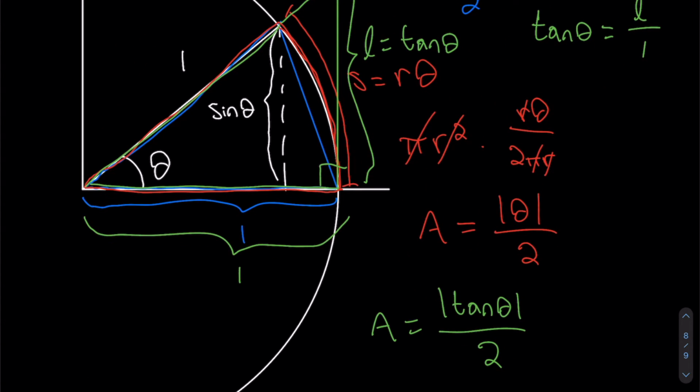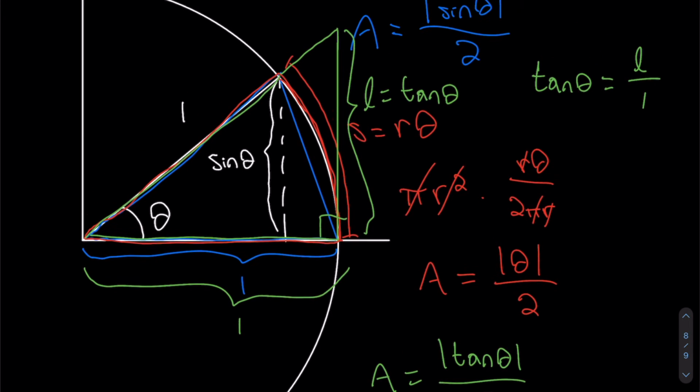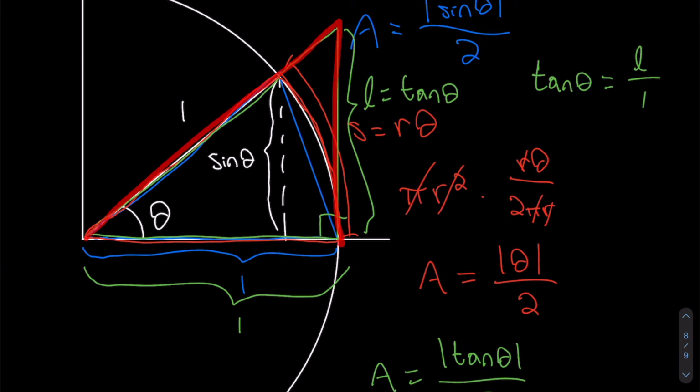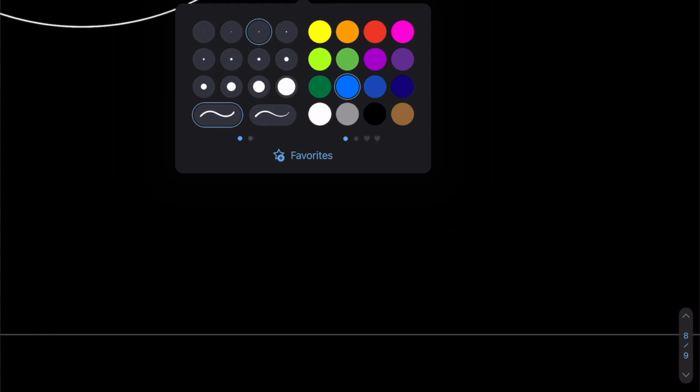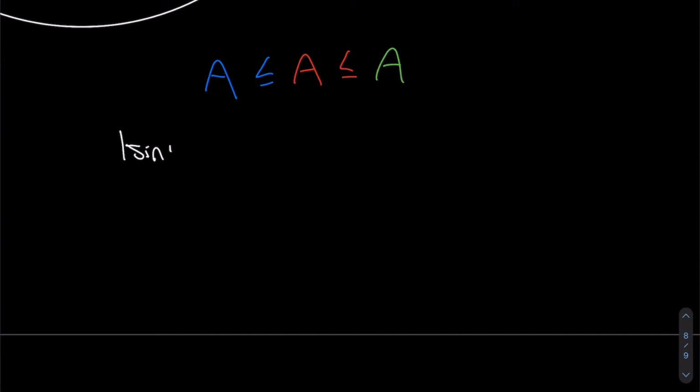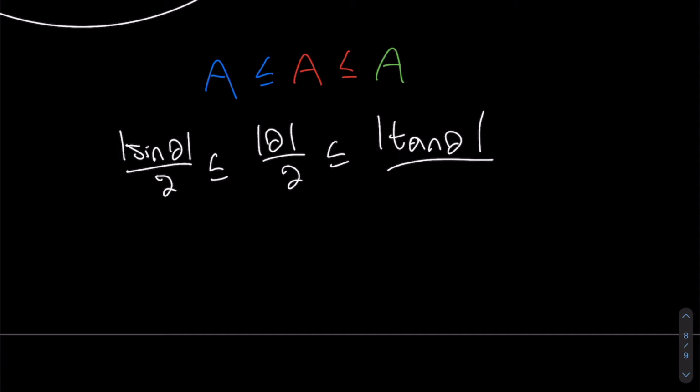Now notice that the blue triangle's area is always smaller than the area of the entire slice of pie. And further, the green triangle has an even bigger area than both of those. So the blue area is less than or equal to the red area, which is less than or equal to the green area. That means that the magnitude of sine theta over 2 is less than or equal to the magnitude of theta over 2, which is less than or equal to the magnitude of tan theta over 2.